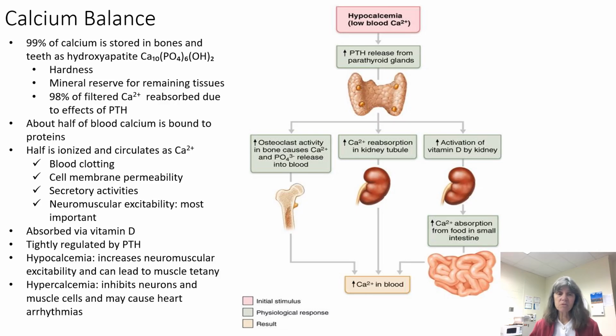Again, calcium is best absorbed with active vitamin D. It's very strictly regulated with parathyroid hormone. In the event that there is not enough calcium in the blood, that's a condition known as hypocalcemia, which will lead to an increase in neuromuscular excitability. That can lead to muscle tetany, where the muscle has a fully sustained contraction with no relaxation. Hypercalcemia, on the opposite spectrum, inhibits neurons and muscle cells and can lead to arrhythmias of the heart.